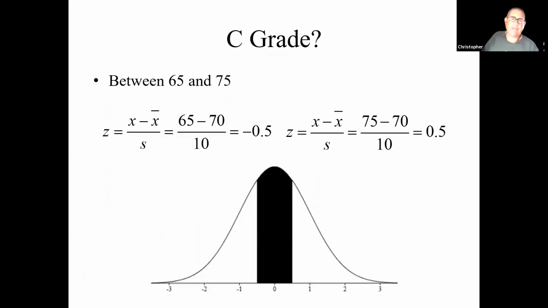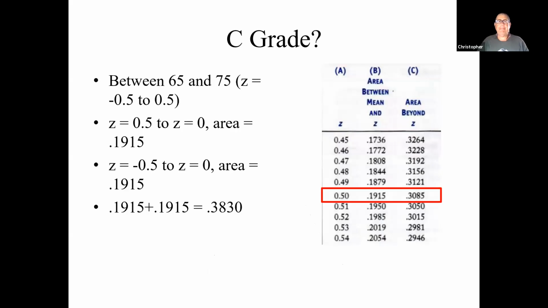All right, how about a C grade? If we look at the C grade, it's useful here to get a graphical representation. So I made a graph here that's showing us what we're looking at. We've got negative 0.5 and 0.5. So we're going to need to use a slightly different strategy here to get this proportion. And again, negative 0.5 is just 65 minus 70 divided by 10. Positive 0.5 is 75 minus 70 divided by 10.